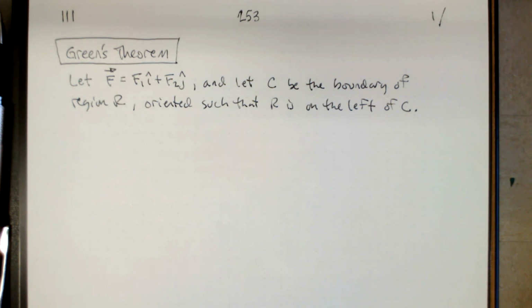Today we want to talk about Green's theorem. Let's take a look at what Green's theorem says. So let F be a vector field. Now notice that F is going to be a two-dimensional vector field.